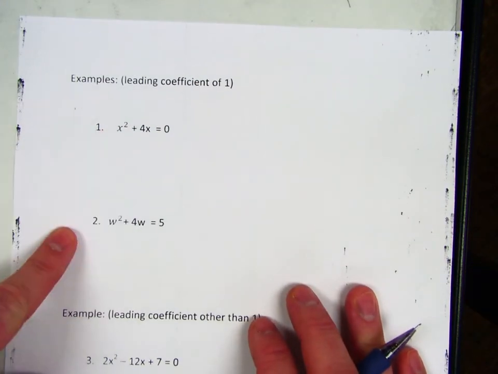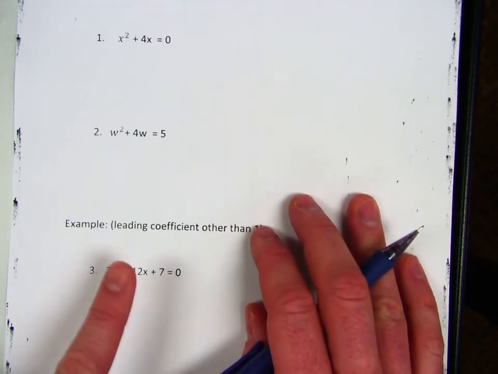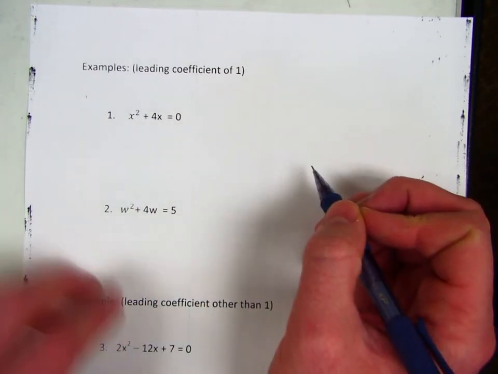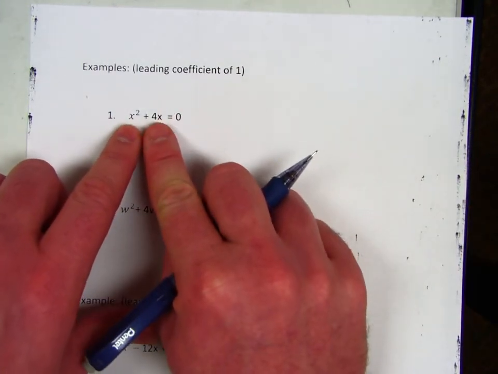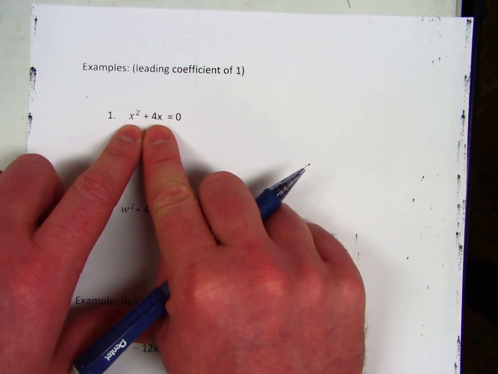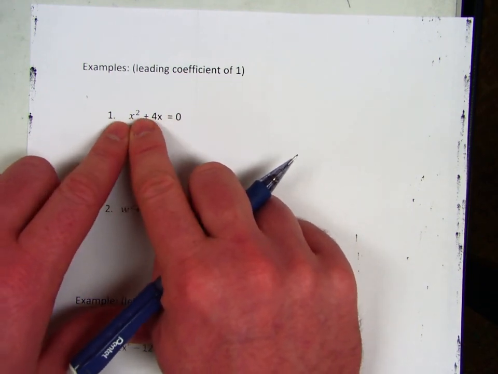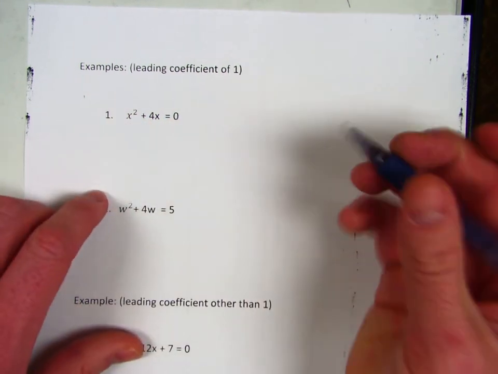So we're going to start by doing examples with a leading coefficient of 1, and then we're going to do one example with a leading coefficient other than 1. So first, I've got this quadratic. What I want to do here is make this into a perfect square. You can see there's no c term right now. So we just have the ax squared plus bx, but there's no c value.